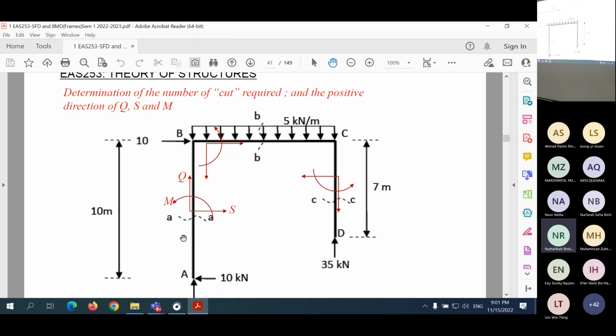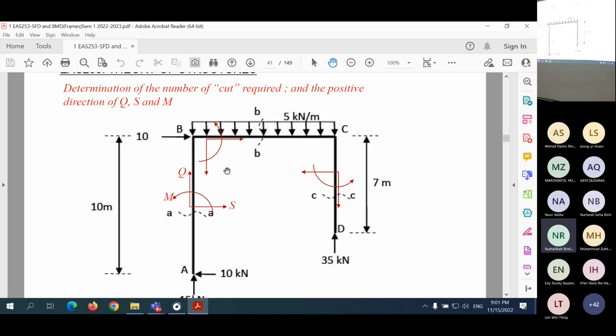If you cut here and you use the free body diagram of this part, shown here is the positive direction of axial force, shear force, and bending moment. If you cut here and you use the free body diagram of this part, here is the positive direction for axial force, shear force, and bending moment. Okay. So these are the positive directions for axial force, shear force, and bending moment that we have to draw correctly. Okay. Now, how to draw this?